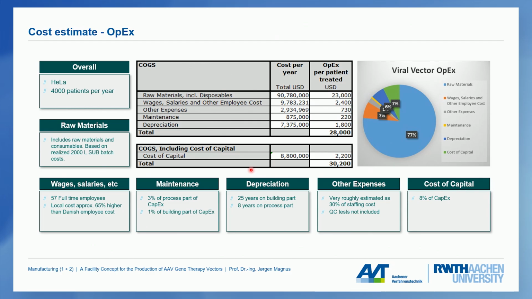So that's how the cost structure is, and we see that 77% of it is actually the raw materials, while, for instance, the employee cost is only 7% here of the total cost. And again here, the cost of Danish employees was the basis for this calculation, and then it was added 65% to take into account the production cost at the site in the USA.